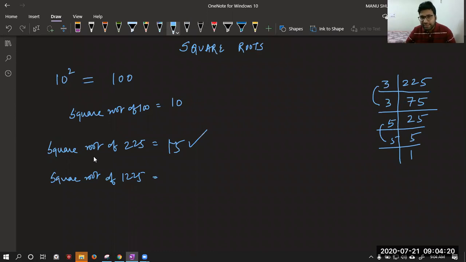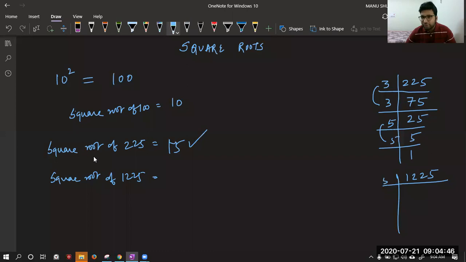Now let's check the answer. 1225. Shiv Manchanda says 34. How, beta? Let's see. 3 4s are 12. Then we have 2, 0 will come. Sorry, it will not be divisible by 3. Sorry, one second, let me erase this. It will not be divided by 3.